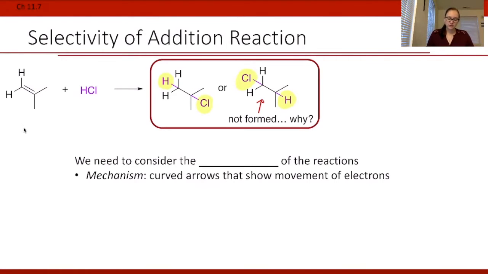In order to determine why we get one over the other, we need to consider the mechanism of the reaction. Mechanism in mechanics terms is how something works, right? So a mechanism in organic chemistry is curved arrows that show the movement of electrons. So we're talking about how something works.